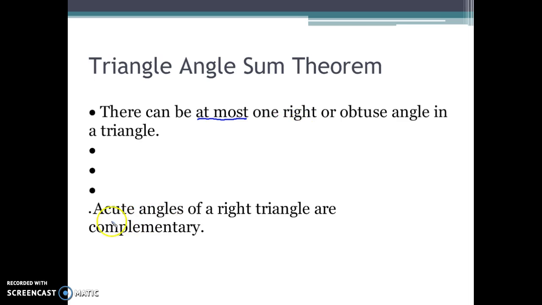And then also, acute angles of a right triangle are complementary. Remember, complementary means they add to 90 degrees. So if I have a right triangle, that means I've got a 90-degree angle. That only leaves 90 degrees for my other two angles, because 90 plus 90 is going to give me my 180. So that means that those two angles are complementary.